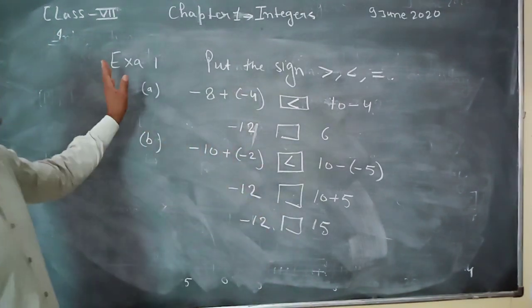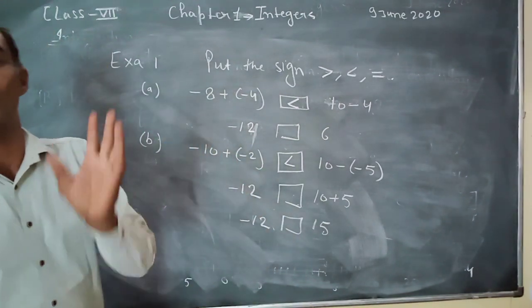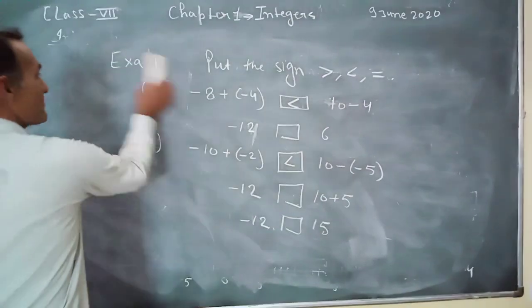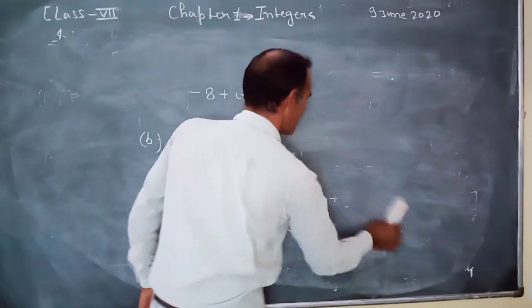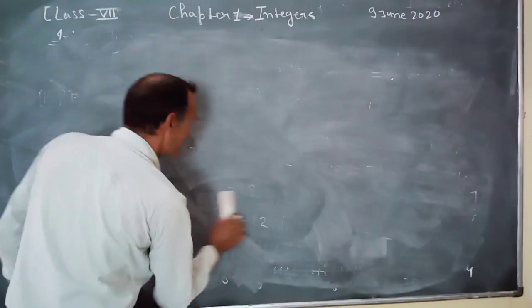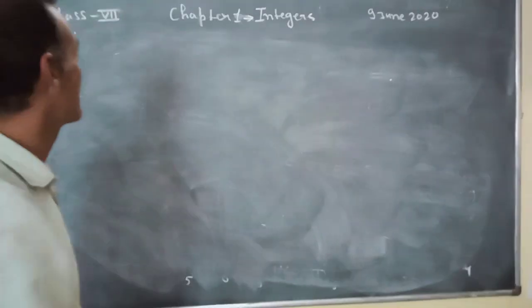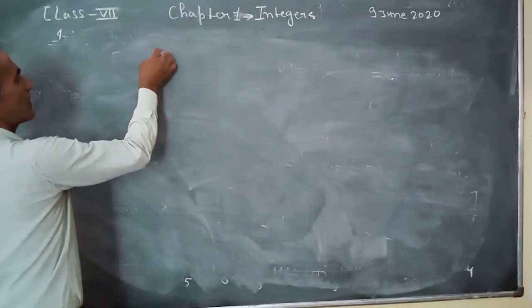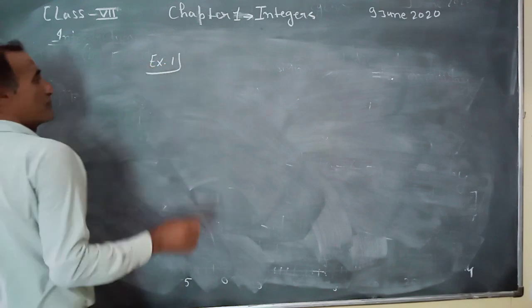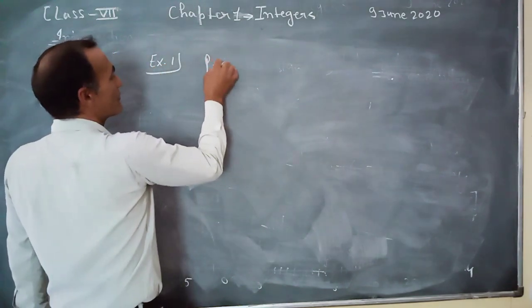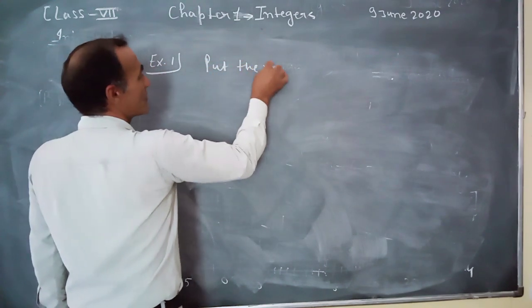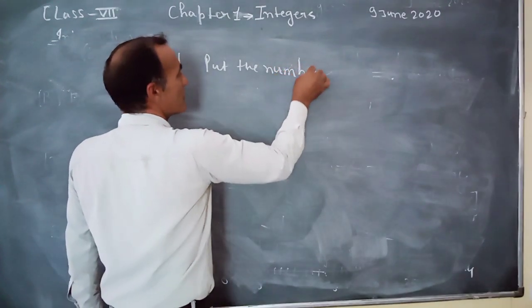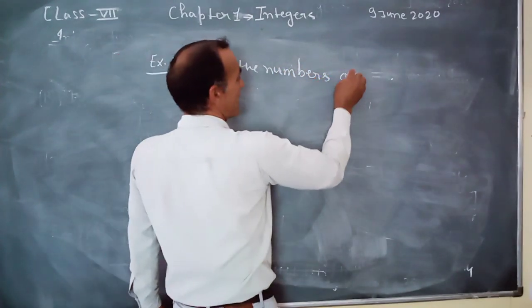Similarly, you solve question number 9 of exercise 1.1. Now we put numbers on the number line. Example 1: put the numbers on the number line.